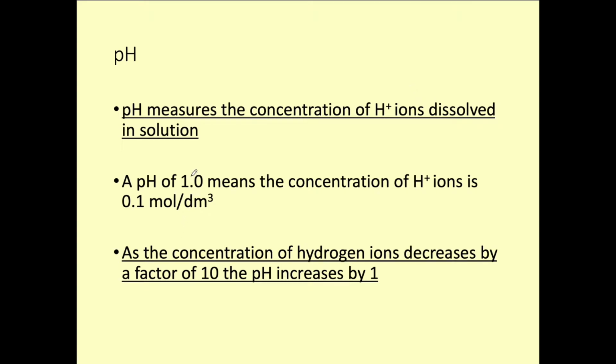So if we have a pH of 1.0, then that means our concentration of H+ ions is 0.1 moles per decimetre cubed. And as the concentration of hydrogen ions decreases by a factor of 10, so remember that factor of 10, this is why it's a logarithmic scale, then our pH increases by 1. So the fewer the amount of hydrogen ions, the more the pH increases. So the lower the concentration of H+ ions, the higher the pH becomes.